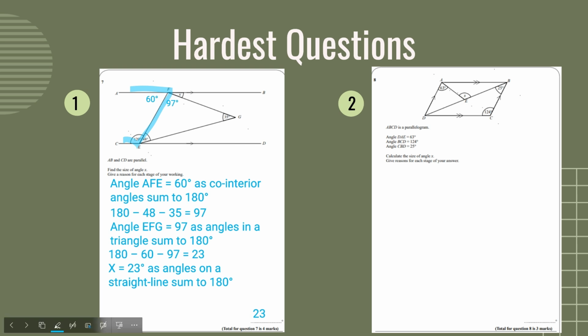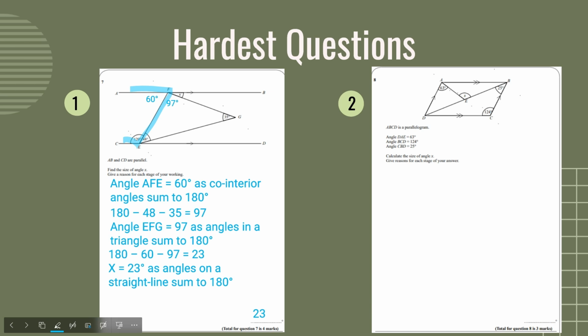In our second question, it says ABCD is a parallelogram. Angle DAE equals 63 degrees, angle BCD equals 124 degrees, and angle CBD equals 25 degrees. Calculate the size of angle X and give a reason for each stage of your answer.